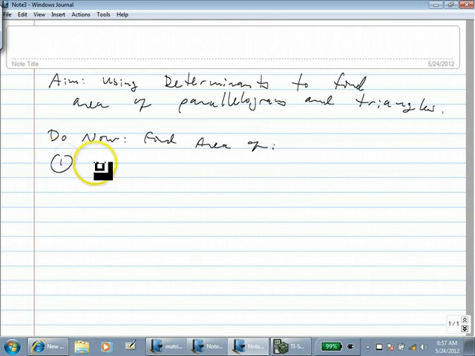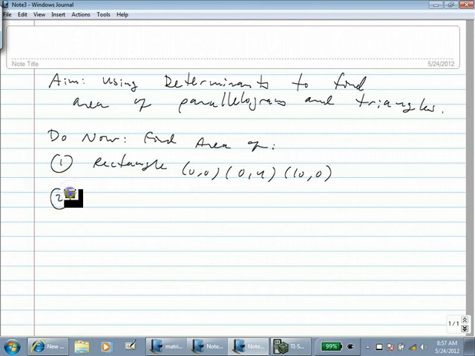So for number 1, it's a rectangle, and it has vertices 0, 0, 0, 4, and 10, 0. You can figure out on your own what the 4th corner is. The second question is, what about a parallelogram? And I'll tell you three of those points: 0, 0, 10, 0, and 3, 4.